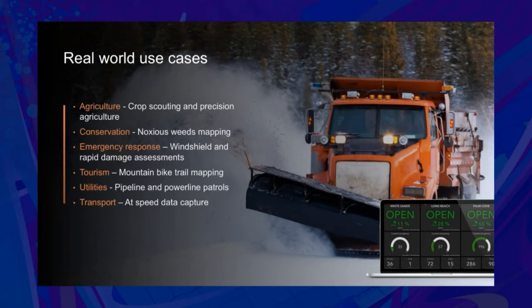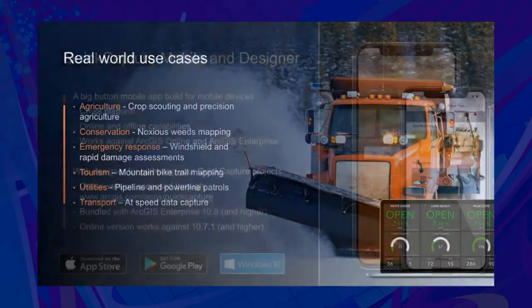In utilities, we've had airborne pipeline inspections to record maintenance issues and encroachments. And in transport, we've seen the mapping of snowplow progress as they clear the road network.